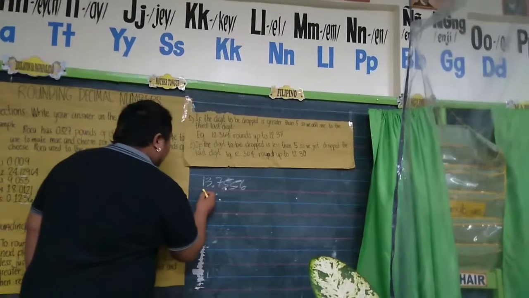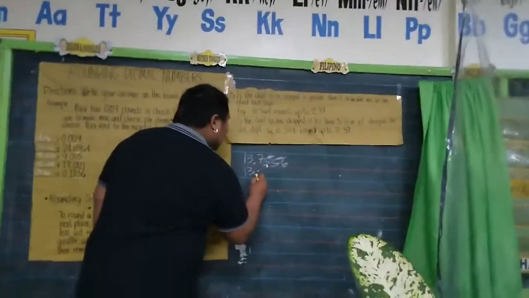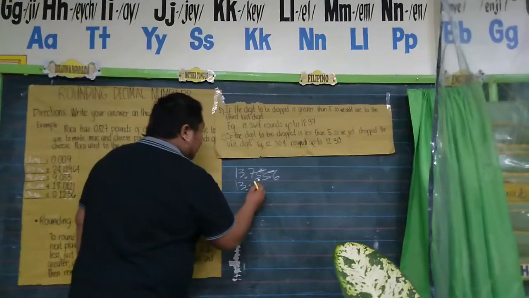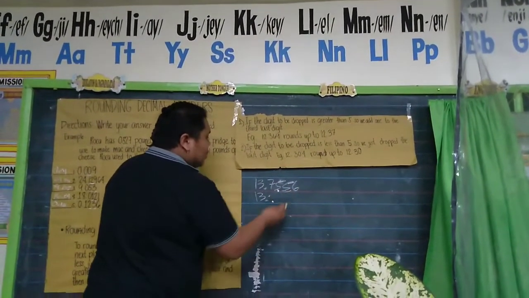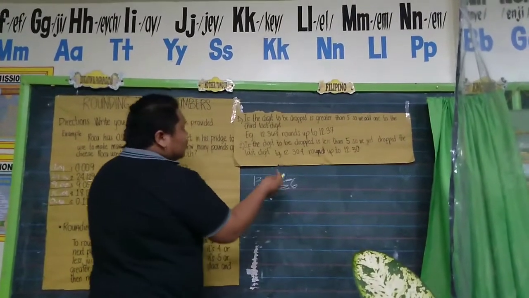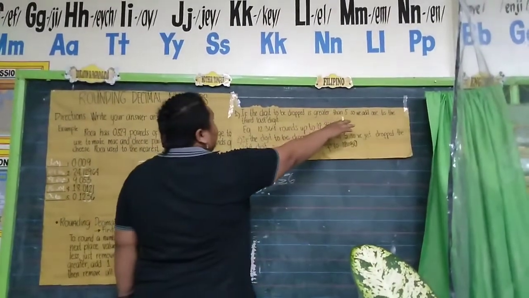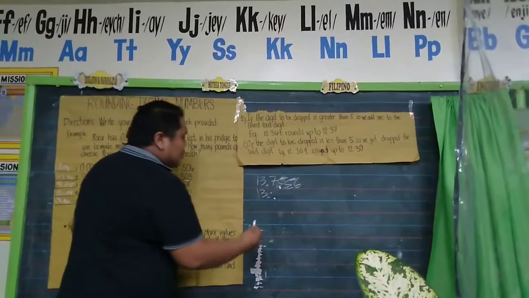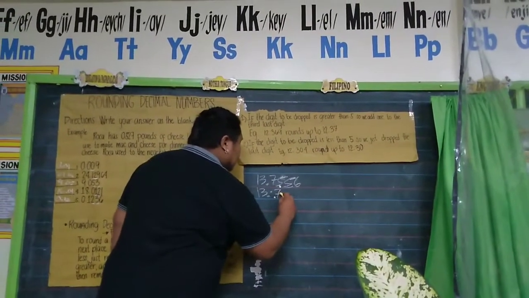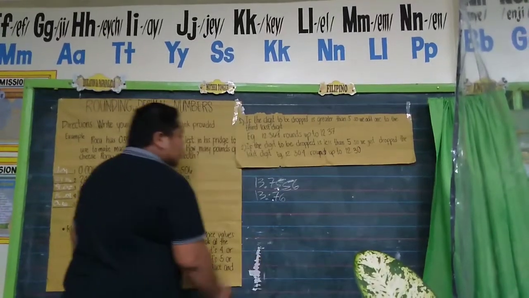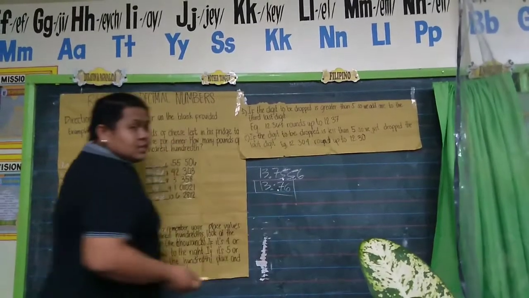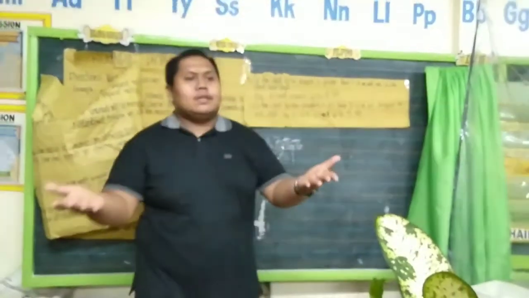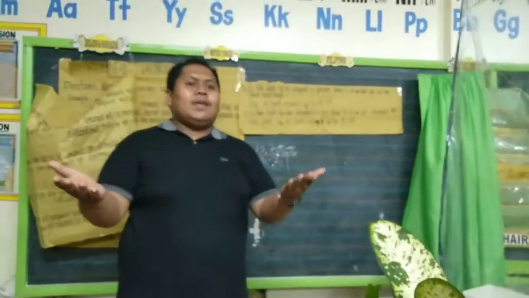Yes, the answer would be 13 point... the thousands is 5. So, above 5, which means it is greater than 5, so we add 1. So, the answer would be 76. So, this would be the answer, 13.76. Okay, does anyone have any questions about our discussion for today?